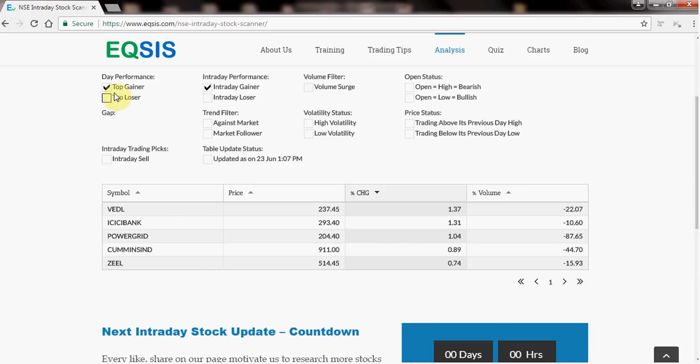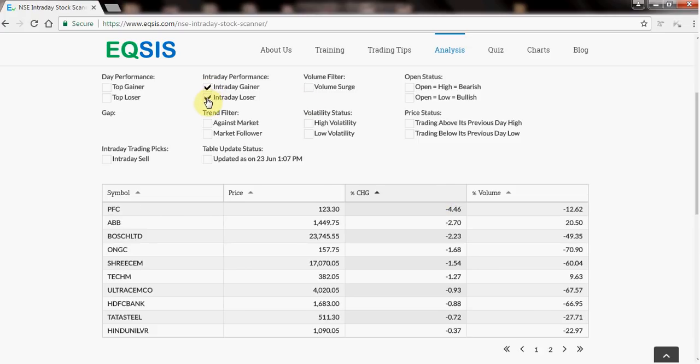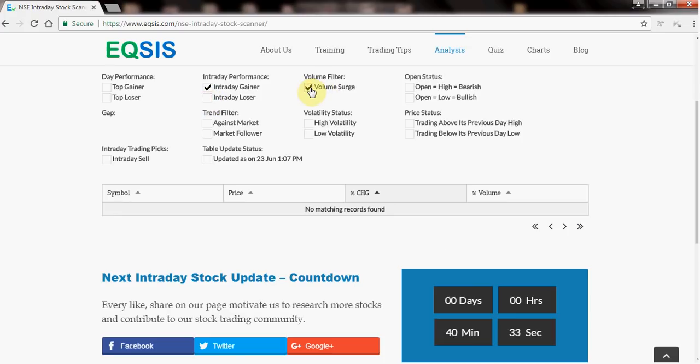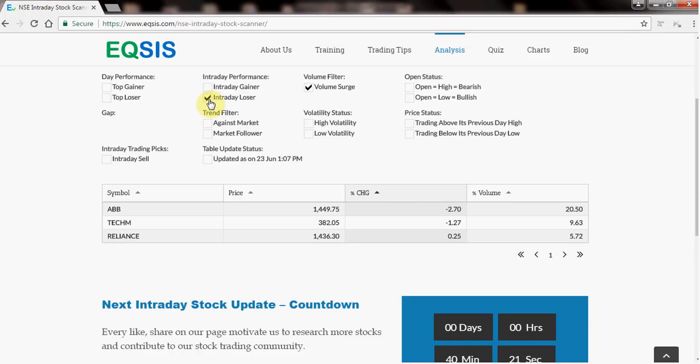And sometimes you see intraday losers. These are the stocks that are losing significantly from the top levels. I just wanted to know how to see this along with the volume condition. I want to know how many stocks have gained significantly from the low along with significant volume. When I look at the volume surge, I don't see anybody matching this condition. Let's see, is there anybody having the combination of intraday loser and volume surge? Yes.